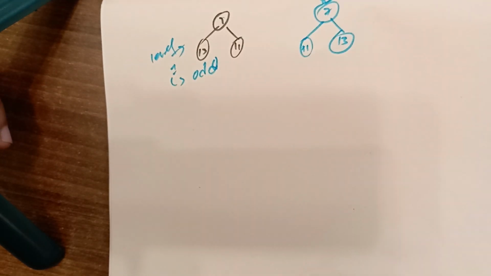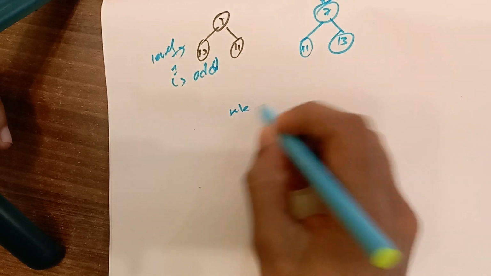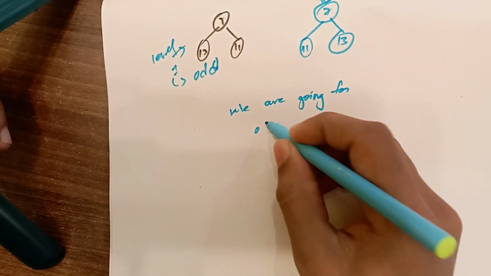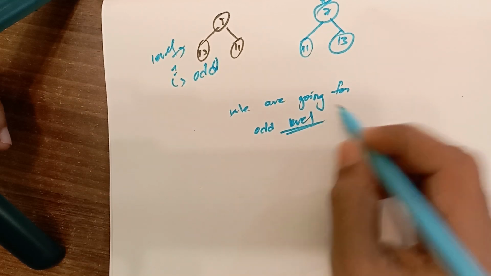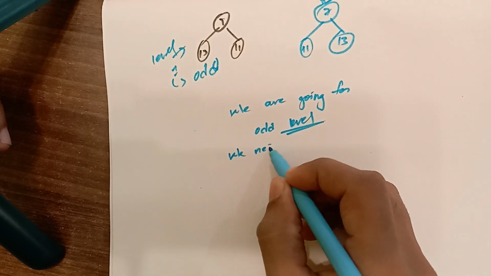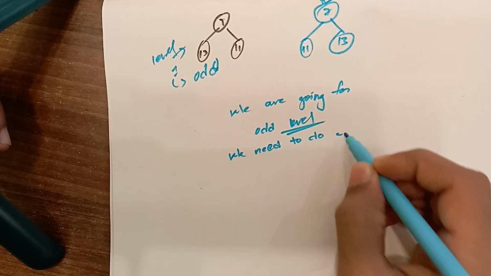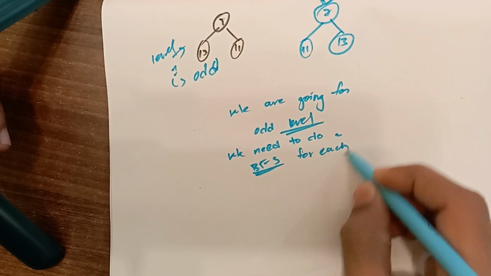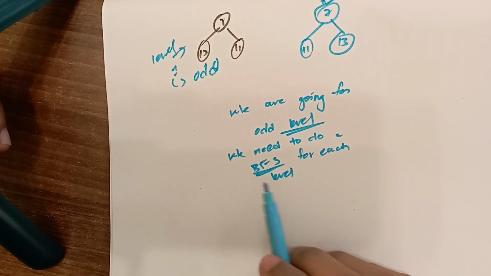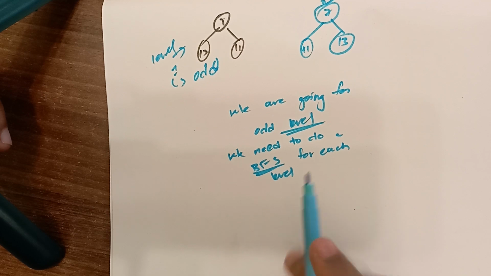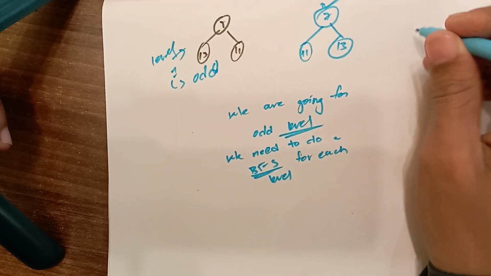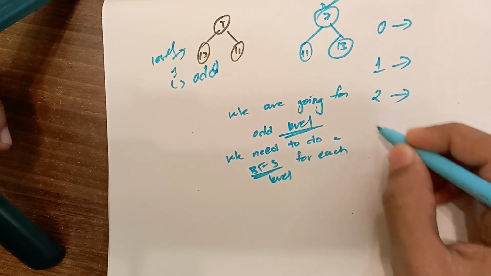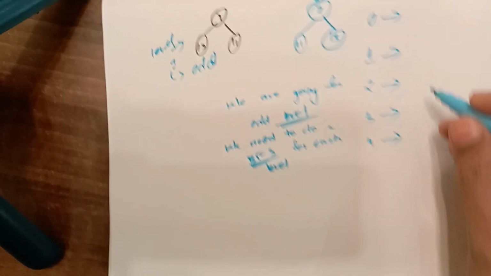If you see clearly, we are going for odd levels. That means we need to do a breadth first search for each level. This is the first observation. So, let us take an example. This is level 0, this is level 1, this is level 2, level 3, level 4.